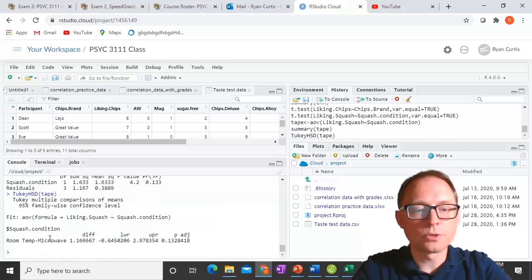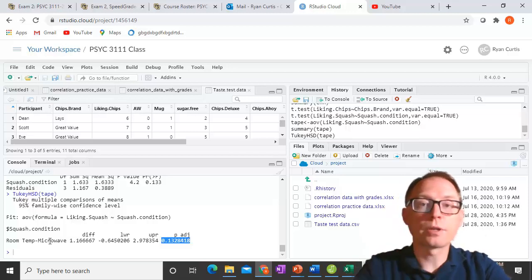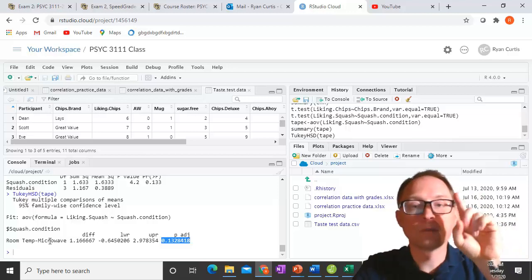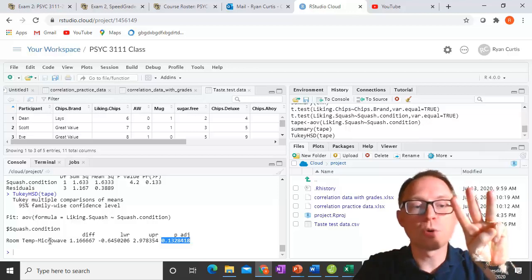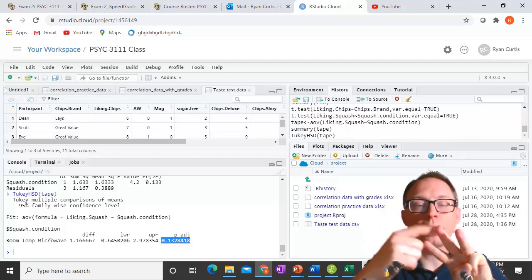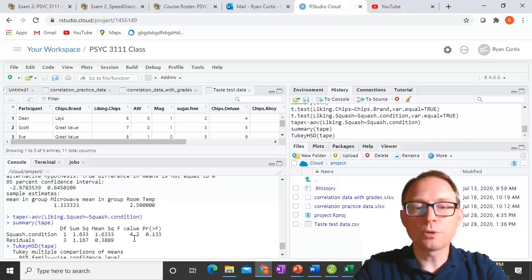It says room temperature compared to microwave: is there a significant difference? This is the p of the difference between those 2 groups. If there were more levels, it would show each of the different comparisons. So let's say we had room temperature versus microwave versus liquefied. It would show us room temperature compared to liquefied, room temperature compared to microwave, and then liquefied compared to microwave, and we would have a p for each of those differences. You only do a post hoc, though, when this analysis of variance is statistically significant.